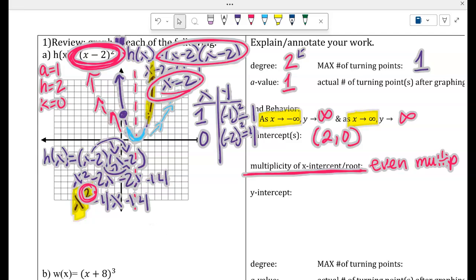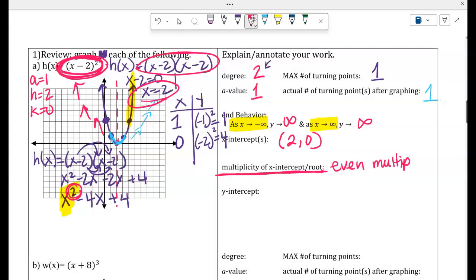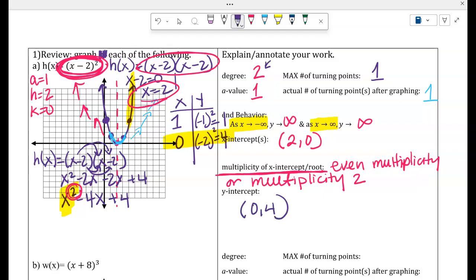Let me pinch it in so I can finish writing. Multiplicity 2. So they're both going to give us the same thing. What is your y-intercept? When we were plotting points, the y-intercept was (0, 4). And that's how we do the first one.